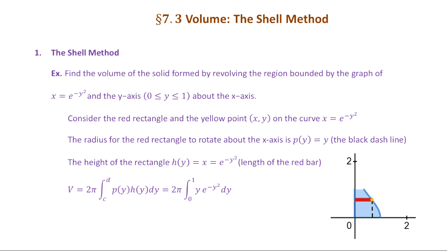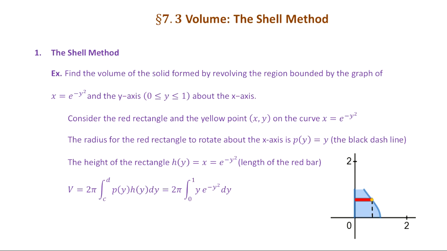Okay, so that's the height h of y in the formula, and then we can use the function now. So h of y is just equal to x, we just said, but x is equal to e to the negative y squared because the yellow point is on the curve. So x is equal to e to the negative y squared here.